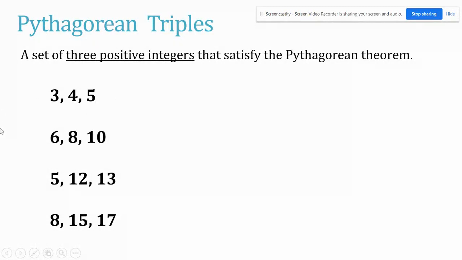So like we said before, the hypotenuse is the longest side of the right triangle. So that means it's always going to be the largest measure. So we see here that they're in size order, 3, 4, 5. That last number, the biggest number, is always going to be the hypotenuse, and then the first two are always going to be the legs. So in order to identify a Pythagorean triple, they have to be in size order.